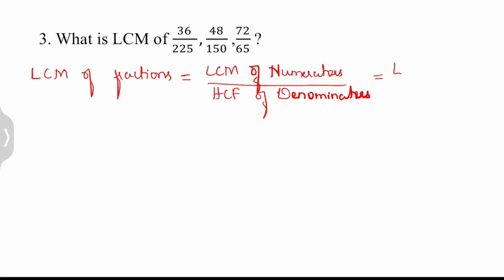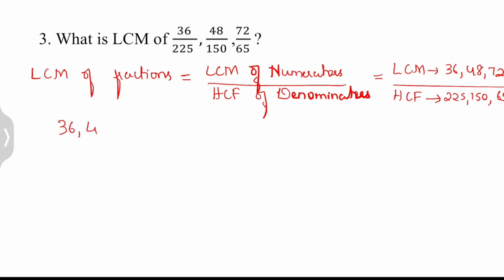So what is the LCM of the numerators? What are the numerators? You have to find the LCM of 36, 48 and 72, and the HCF of the denominators. What are the denominators? 225, 150 and 65. This will give us the LCM of fractions. First we will find the LCM of 36, 48 and 72.